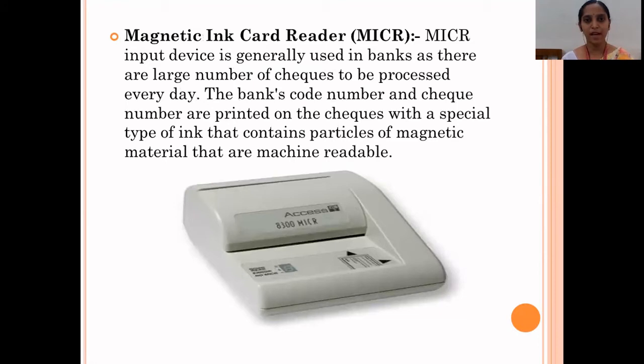Next is MICR. MICR stands for magnetic ink card reader, used in banks. As a large number of checkbooks and checks are processed every day in banks, the bank's code numbers and check numbers are printed on a check with a special type of ink that contains particles of magnetic material. The machine that reads it is called a magnetic ink card reader.